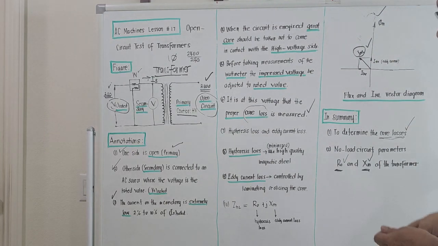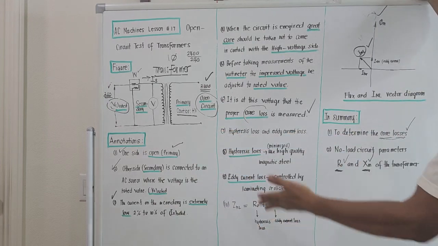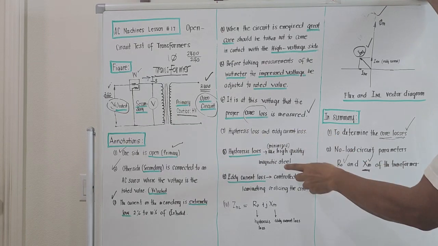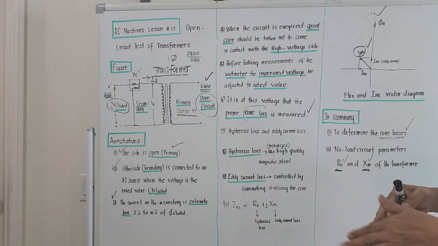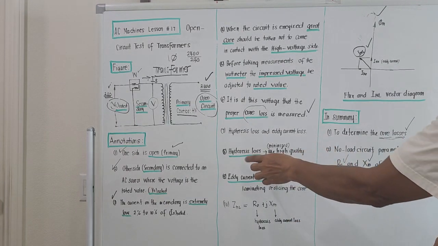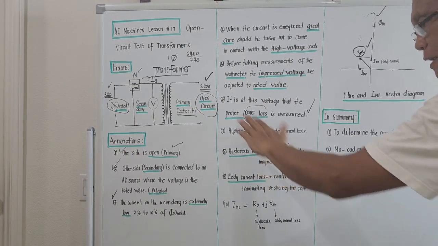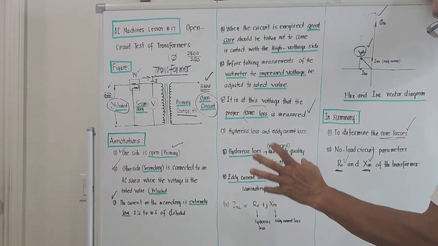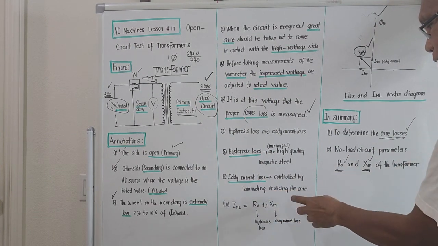For the hysteresis loss, this is just a side note again. Hysteresis loss, this portion here: to minimize it, use high quality magnetic steel. Meaning it depends on the property of the core that you will be using. And another side note for the eddy current loss: it is controlled by laminating or slicing the core.